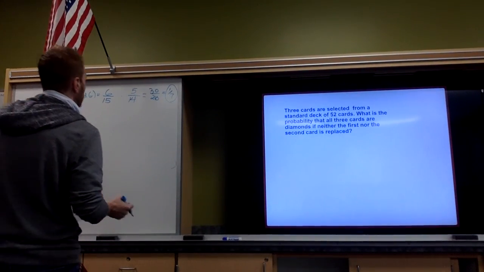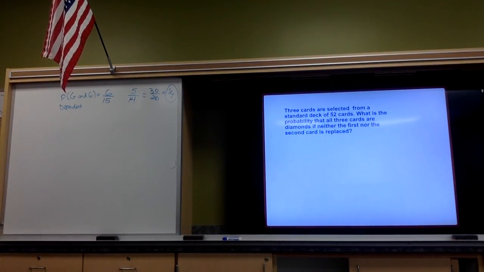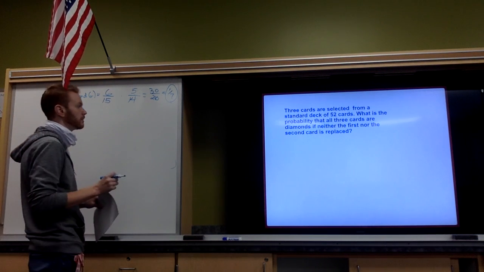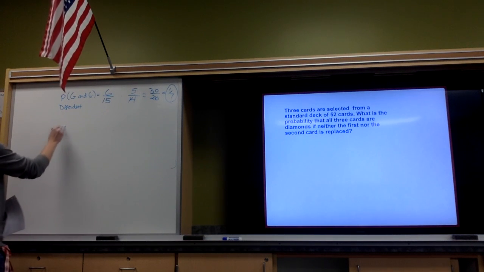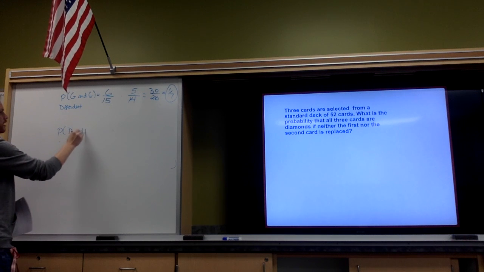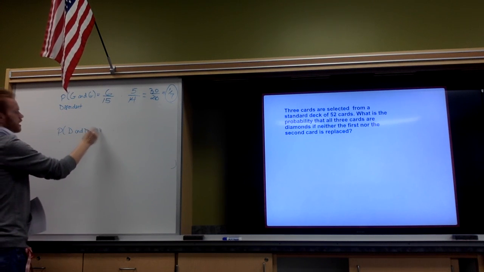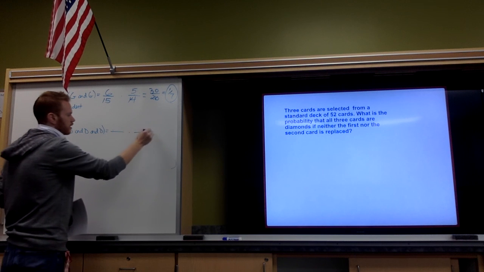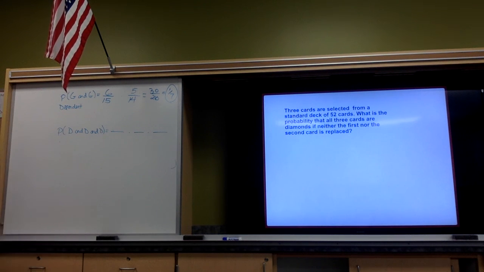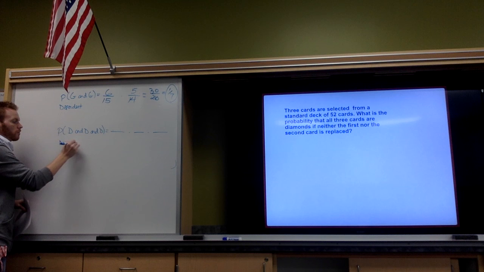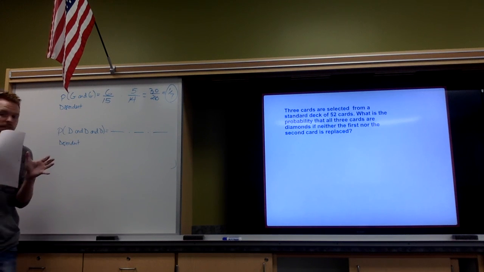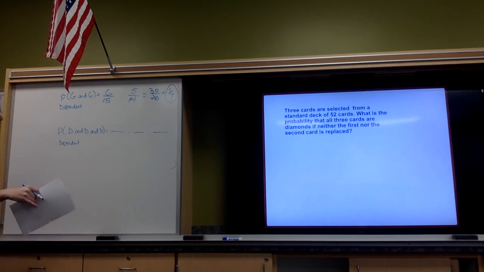Okay. Card probability. 3 cards are selected from a deck of 52. What's the probability that all 3 cards are diamonds if neither the first nor the second card is replaced? So the probability of a diamond, and a diamond, and a diamond. So we've got 3 things we're drawing, so we're going to have 3 fractions. This is a dependent event problem because we aren't replacing the cards. The sample space has changed after I draw it.